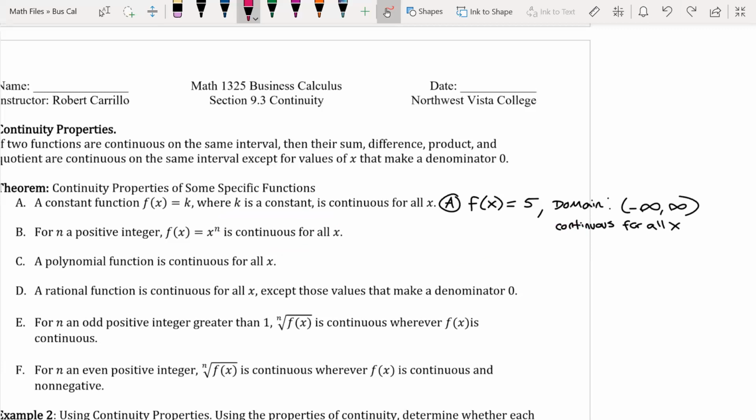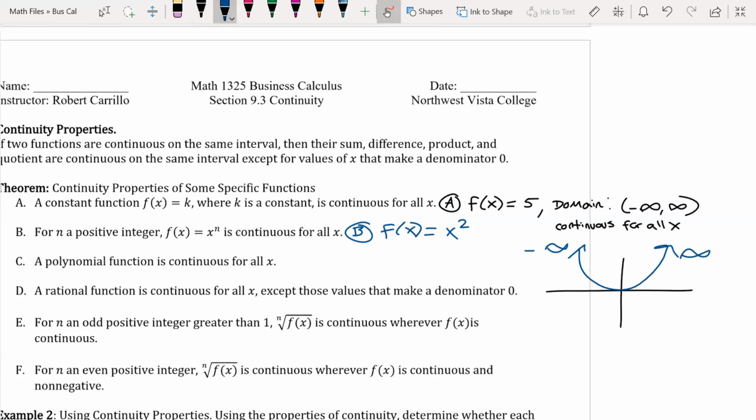A good example of that, let's say for B, I was just given f of x equals x squared. Here, 2 is a positive whole number. Therefore, 2 is a positive integer, which means if you thought about the graph of x squared, it would look something like that. One tail would go to negative infinity, the other tail would go to positive infinity, therefore sharing the same properties as A. The domain would be all real numbers, and it would be continuous for all values of x. So again, I can say domain, negative infinity to infinity, and then we can state the same thing here, continuous for all values of x.